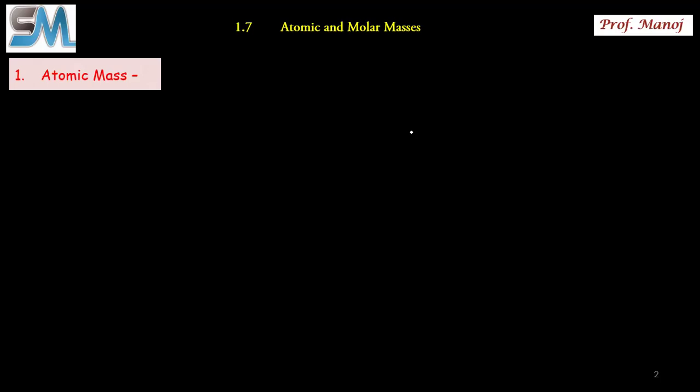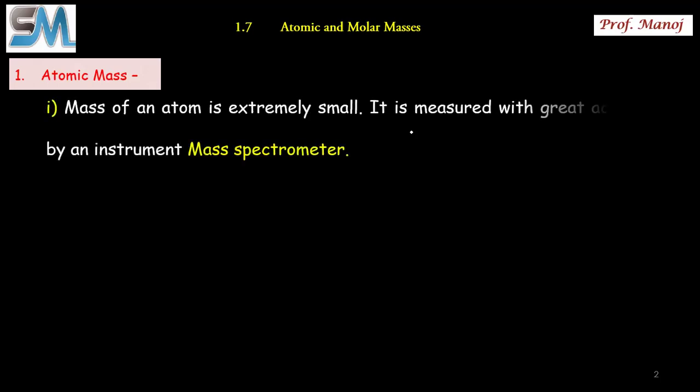As you know, an atom is the smallest particle of an element. And since an atom is very, very small, its mass also is going to be extremely tiny. It is modern day science which has introduced an instrument called the mass spectrometer. Because of this instrument, we are able to measure the mass of an atom with very great accuracy, to the extent of 10 raised to minus 24 gram.